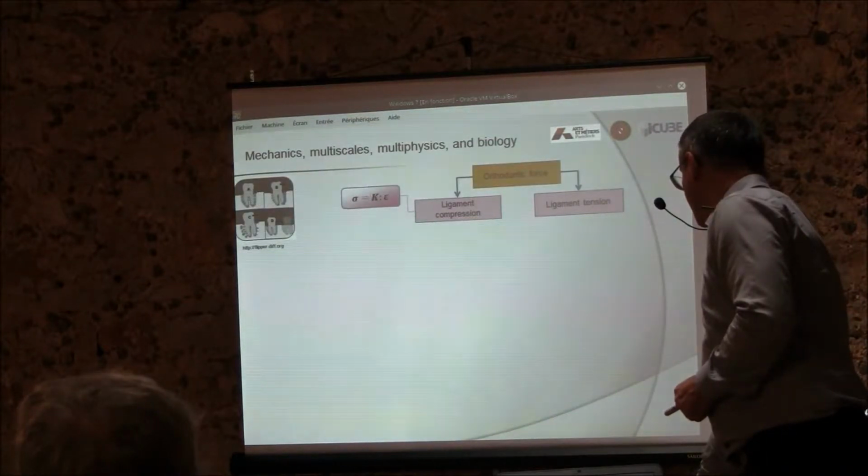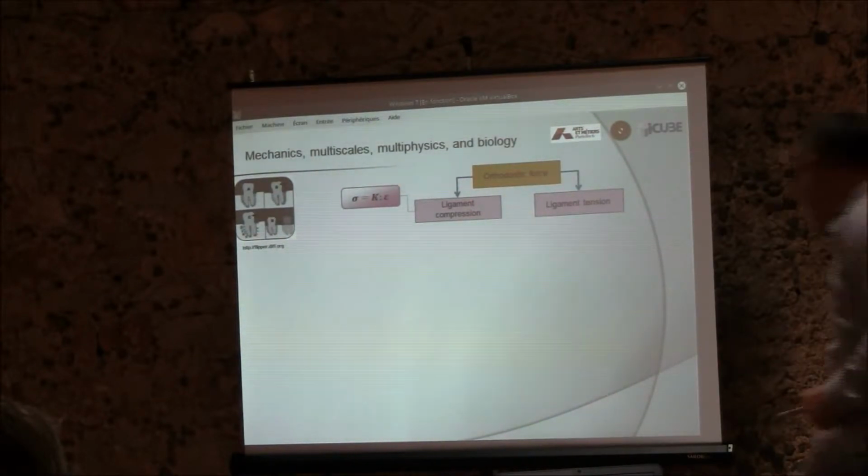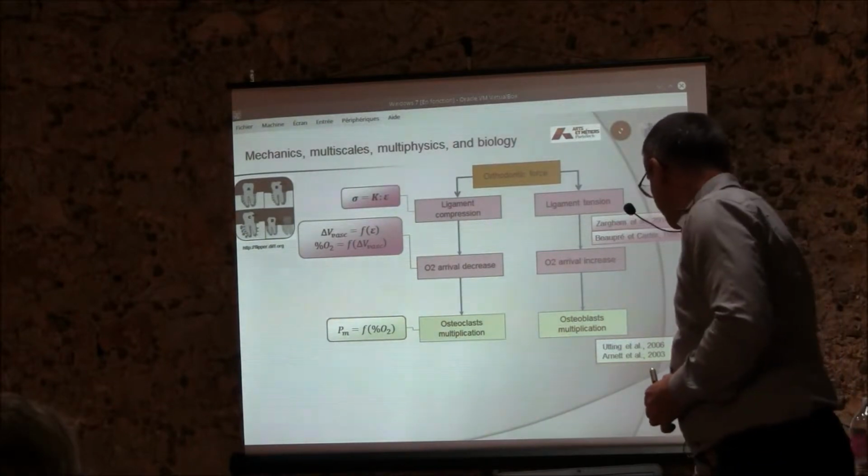And we have built this model. This is the question I was asking before. So you apply a horizontal force, you have the ligament here, and eventually you have bone resorption on the one side, and you have bone reconstruction on the other side, which ultimately leads to translation of the tooth. We apply orthodontic forces. You have either ligament compression or tension. You do the mechanics. This is easy. And eventually, through the ligament compression or tension, you have O2 decrease or increase, which leads to a variation of oxygen concentration. It leads also to osteoblast or osteoclast multiplication.